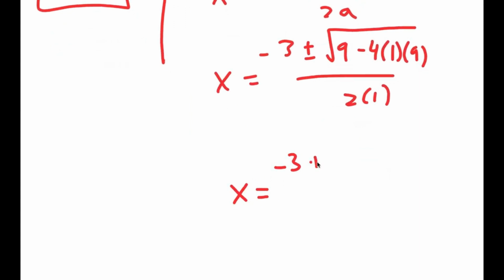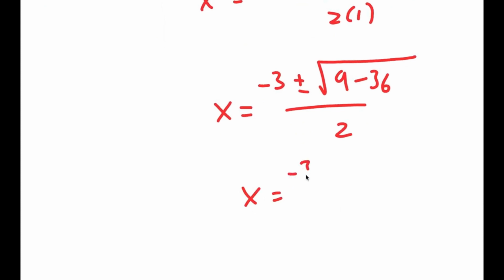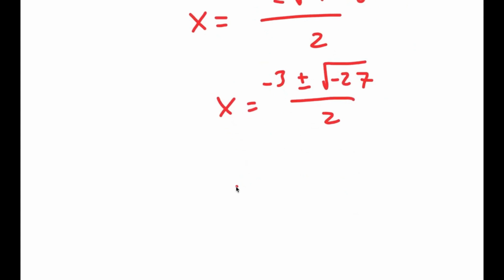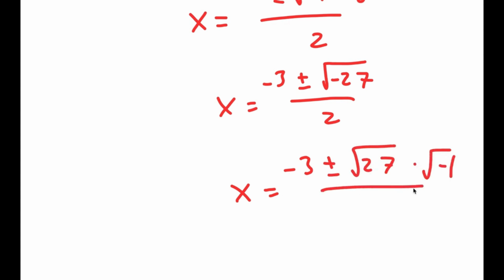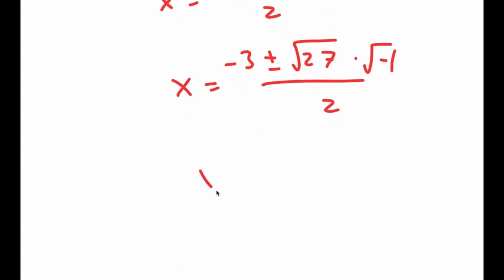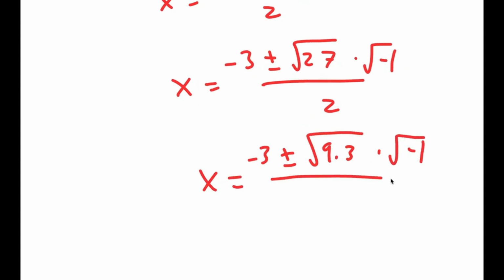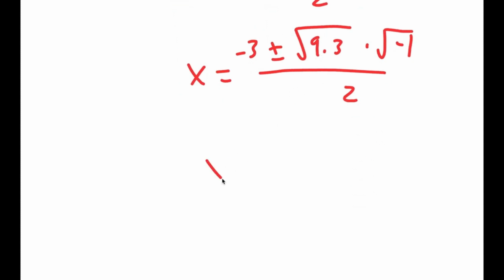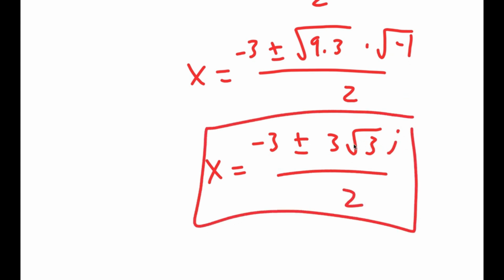And this turns into negative 3 plus or minus the square root of 9 minus 36 over 2, which is equal to negative 3 plus or minus the square root of negative 27 over 2, which is equal to negative 3 plus or minus the square root of 27 times the square root of negative 1 over 2. Now, 27 is the same thing as 9 times 3. And the square root of 9 is 3, so I get x is equal to negative 3 plus or minus 3 root 3. And the square root of negative 1 is actually equal to the imaginary number i. So these are two more solutions to this equation.